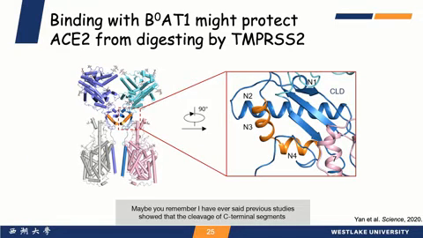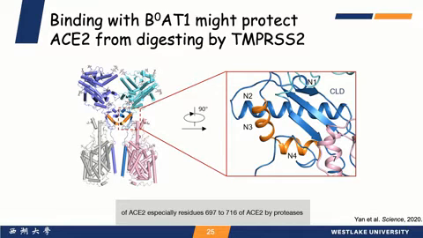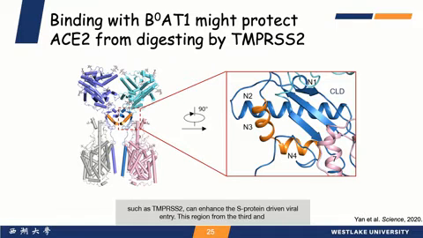Maybe you remember that I have said that previous studies showed that cleavage of the C-terminal segments of ACE2, especially residues 697 to 716 of ACE2, by proteases such as TMPRSS2, can enhance the S protein-driven viral entry. This region forms the third and fourth helix in the neck domain of ACE2 and is involved in the dimeric interface of ACE2. You can see this. The presence of beta-1 might block the access of TMPRSS2 to the cutting site on ACE2.